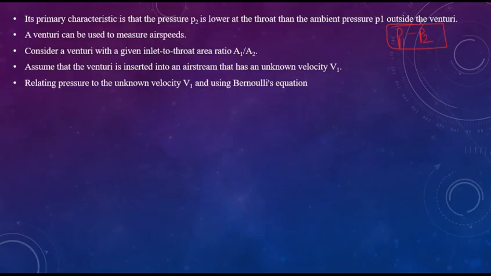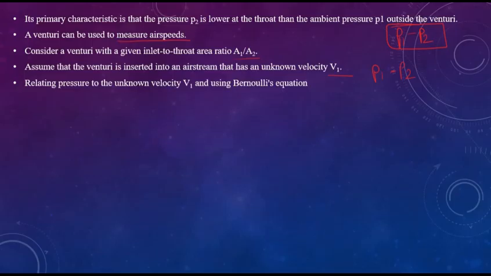Now the other task of a venturi is that it can also be used to measure air speeds. So here let us consider a venturi which has an inlet to throat area ratio of A1 to A2. So this is the ratio. Now what we are going to assume is that this venturi is inserted into an air stream with an unknown velocity V1. Now, with regards to this venturi itself, the most direct quantity that we can measure is the pressure difference, P1 minus P2.